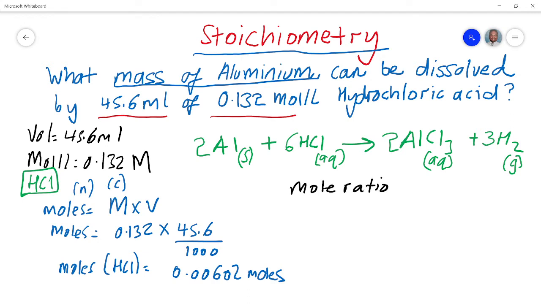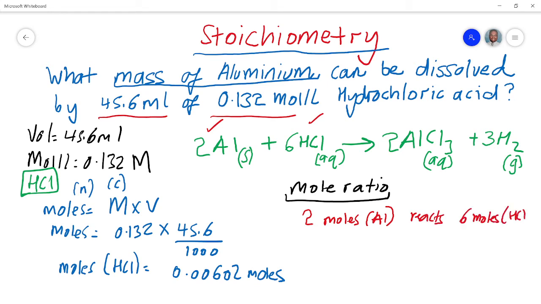All right, mole ratio. I like to consider this a bit like mathematics, because a mole ratio tells you the exact number of moles based on the coefficient in a balanced equation. If you look at the mole ratio between aluminium and hydrochloric acid, you can see there's 2 moles of aluminium reacting with 6 moles. So you can say 2 moles of aluminium reacts with 6 moles of HCl.